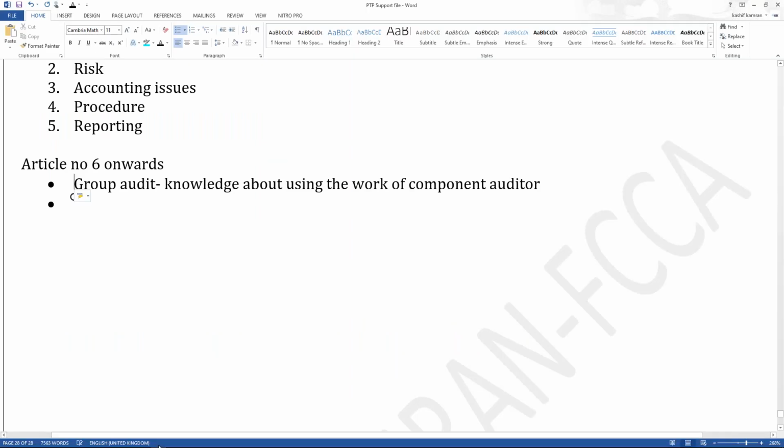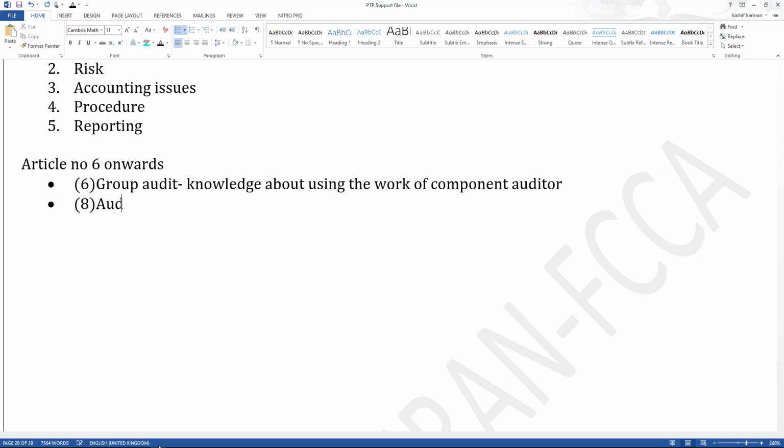This was article number 6, right? Then article number 7 has been ignored. Article number 8, audit in a specialized industry. So have I skipped article number 7, everyone? Are you getting that? Have I skipped the 7th article? I've come to the 8th, audit in a specialized industry. Please read it.